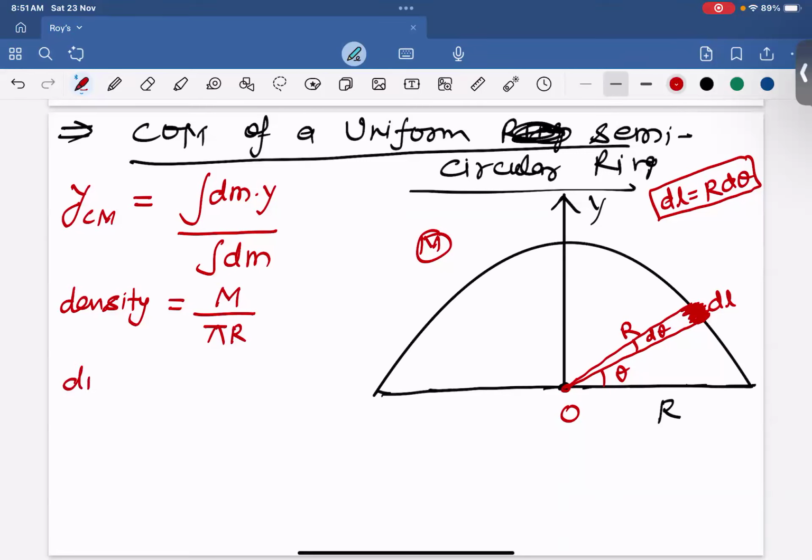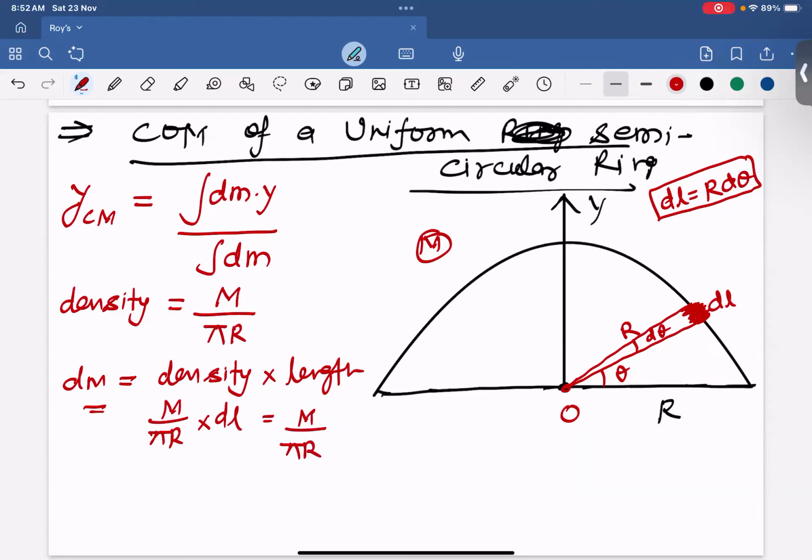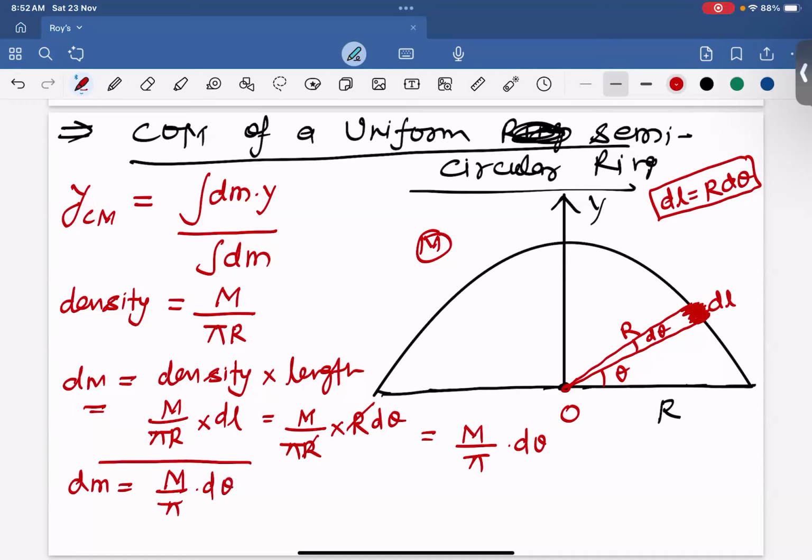To find dm, I use the basic concept: density multiplied by length. Density is m divided by pi r, and the length is dl, which equals r d theta. So dm is m by pi r multiplied by r d theta. R gets cancelled, so dm is m by pi into d theta. This is very important. First copy up to here, and if you have any doubt, you can ask.